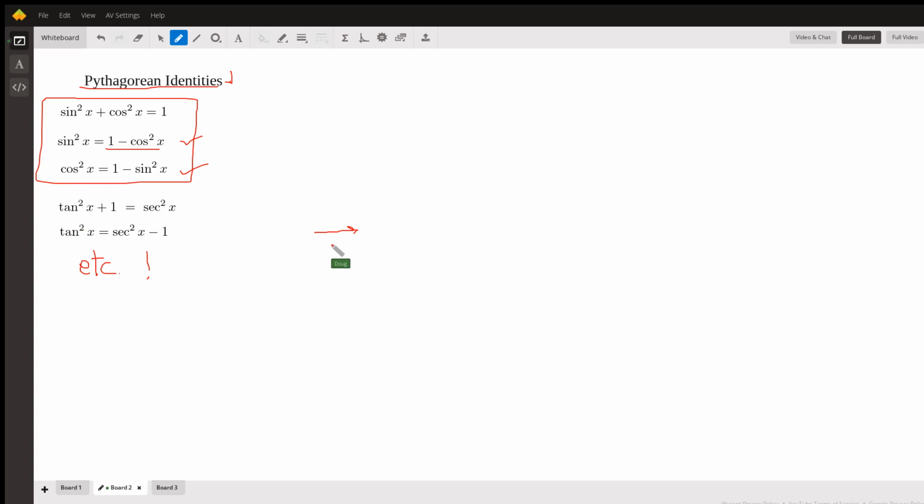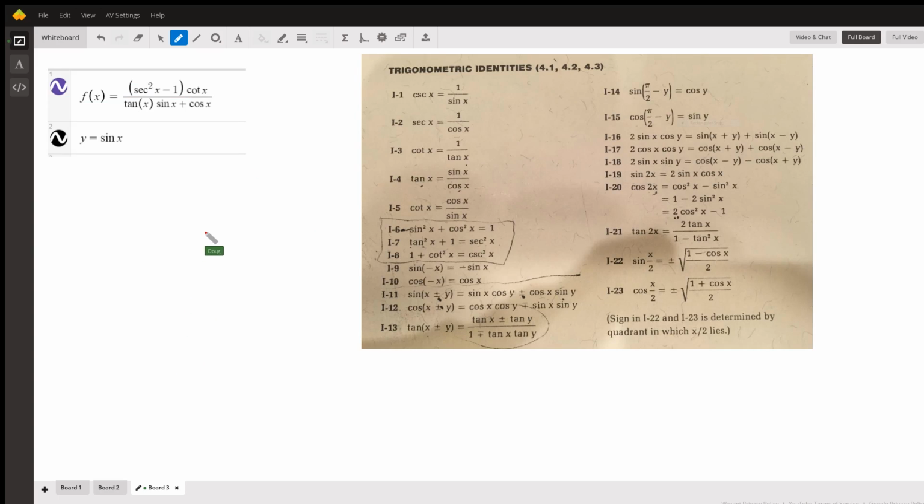So for this second Pythagorean identity, identity 7, tangent squared plus 1 equals secant squared, another way to write that is like this. That's a different form for the same identity, which I got by subtracting 1 from both sides. Okay, and so the directions to this problem say to convert everything to sines and cosines, and then see what happens.